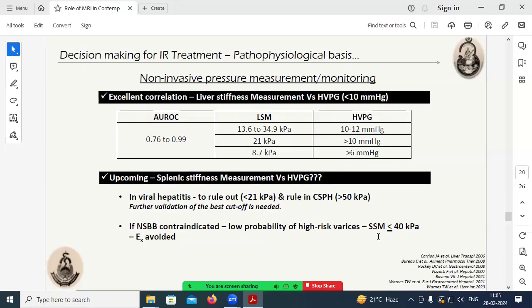Then coming on to certain non-invasive measures. These non-invasive measures have been calibrated against the HVPG only. The liver stiffness, I think in most centers, is being done in terms of FibroScan or transient elastography or shear wave elastography also. And this has been shown to have a good correlation with the HVPG measurements. But now the splenic stiffness measurement is also one thing which is coming up. So both of these put together can actually help you assess the patient's progression of disease, as well as whether he or she is responding to conservative management or not.